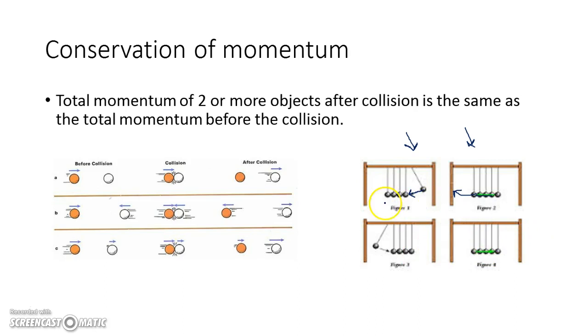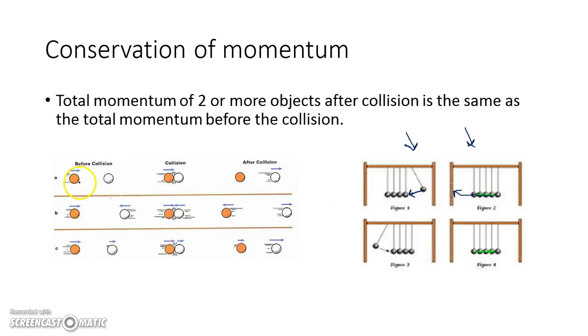Okay, so total momentum of all of them, even though this has no momentum, and this one, and this one, this one, this one, but this one does have a momentum. So after the collision, and it's now over here, if you add it all up, it's always going to be the same. Okay, conservation of momentum.